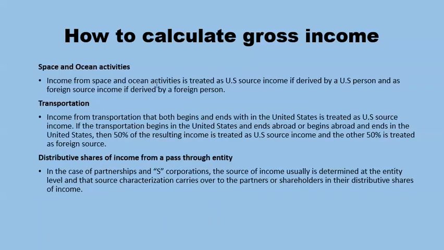Space and ocean activities. Income from space and ocean activities is treated as U.S. source income if derived by a U.S. person and as foreign source income if derived by a foreign person. Transportation. Income from transportation that both begins and ends in the United States is treated as U.S. source income. If the transportation begins in the United States and ends abroad, or begins abroad and ends in the United States, then 50% of the resulting income is treated as U.S. income and the other 50% is treated as foreign source.